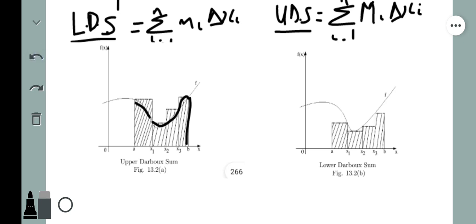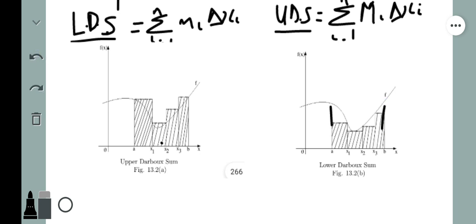That is for the upper box sum, but the lower box sum is the sum of rectangles below the curve. That is the sum of rectangles of the area I'm looking for, but those rectangles are below the curve. So that's the difference. The lower box sum is the rectangles beneath the curve, and this is the compartment I am trying to solve.